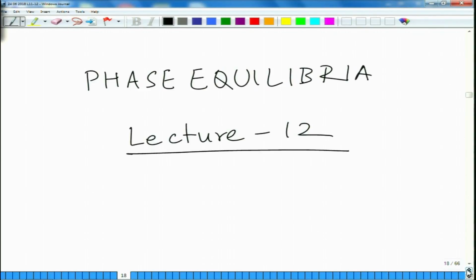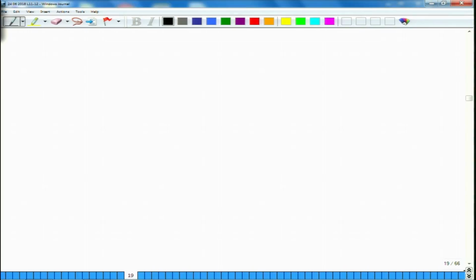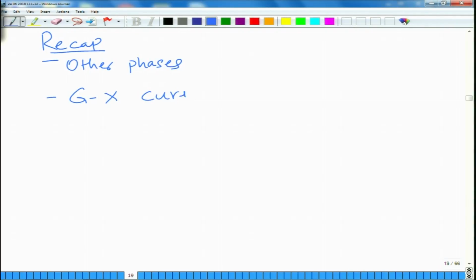In the last lecture, we looked at what other phases are present in real systems. We looked at intermetallic phases and various ordered phases, and then we looked at the free energy composition curve profile.